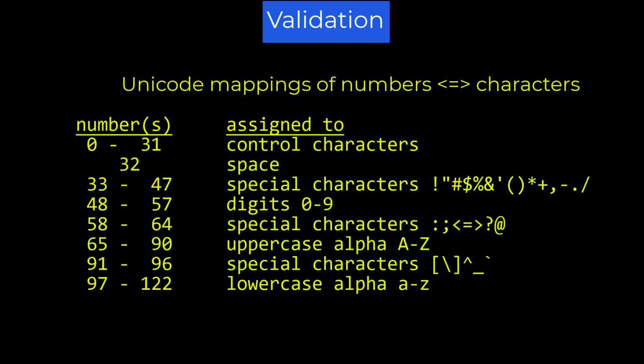58 through 64 are additional special characters. 65 through 90 are uppercase alpha. 91 through 96 is more special characters, and 97 through 122 are lowercase alpha. So inside this range from 0 to 122, you disallow characters depending upon the intended usage.